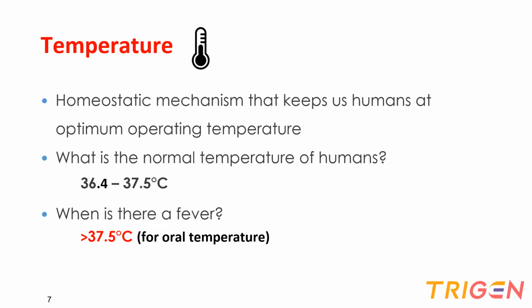Regulation of temperature in a human's body is the homeostatic mechanism that keeps us at the optimum operating temperature. A normal temperature range would be 36.4 to 37.4 degrees Celsius. Somebody is considered as having a fever when the temperature exceeds 37.5 degrees Celsius. There are a few ways to measure one's body temperature, namely oral, axillary, which is via the armpit, and rectal.